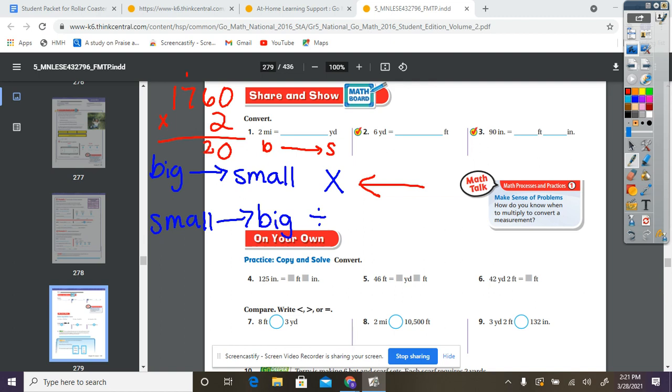2 times 6 is 12. 2 times 7 is 14, plus 1 is 15. 2 times 1 is 2, plus 1 is 3. So my answer is 3,520 yards. Okay, let's look at the next one.